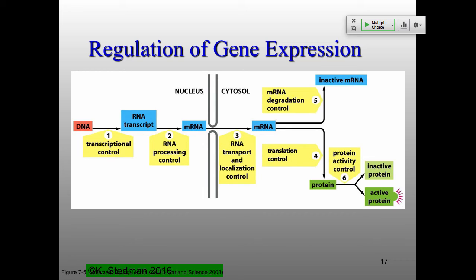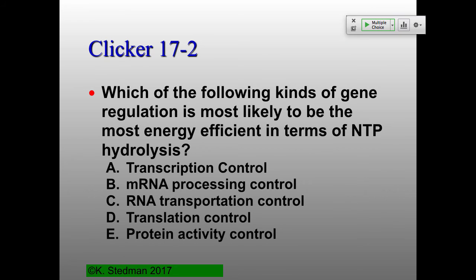Questions, comments, worries? Everyone grab their clickers. Yes, good. So which of the following kinds of gene regulation is most likely to be the most energy efficient in terms of NTP hydrolysis, NTP, GTP, ATP, etc.? Transcription control, mRNA processing control, RNA transportation control, translation control, protein activity control. And I didn't turn it on until a while, so make sure you vote early, vote often.